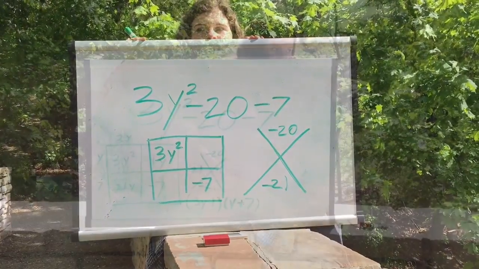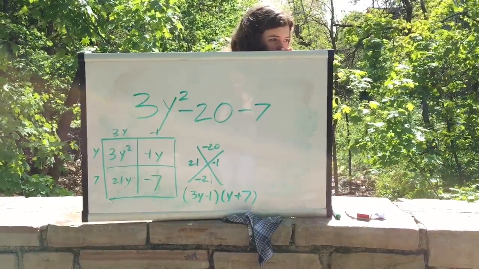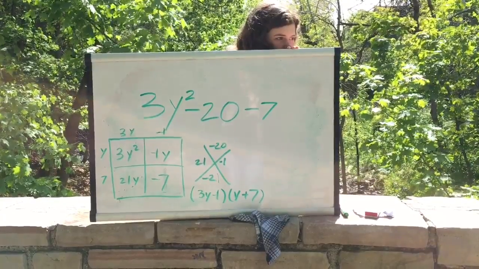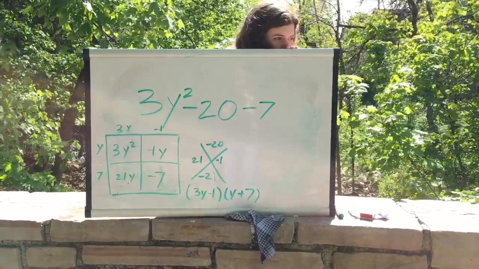Okay, for the last one, we're going to go a little quicker, and we already have the box and x diagram. So once you figure that 21 and negative 1 are your numbers, you put them in the box and you find which variables come out of it.